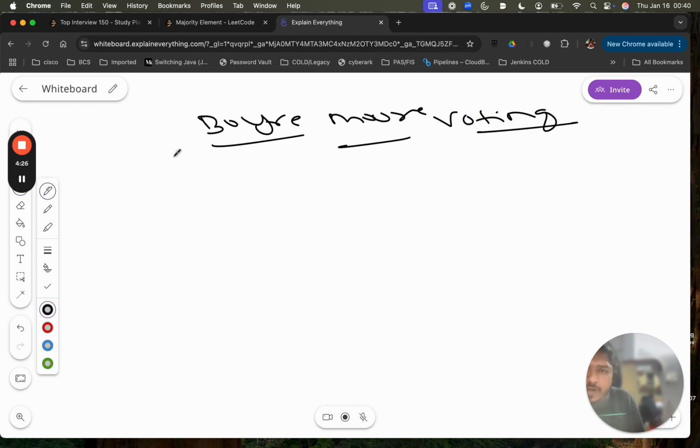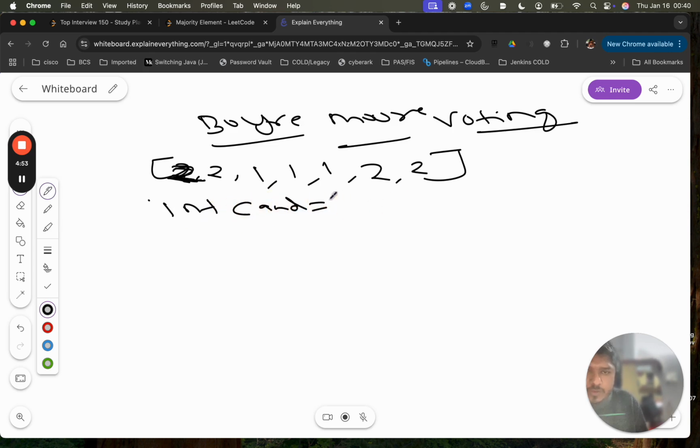So the input we have got is 2 comma 2 comma 1 comma 1 comma 1 comma 2 comma 2, right? Now initially we will assume that this 2 is the potential candidate, which is going to be the majority element, or our winner candidate. So integer cand equal to 2. I'll always assume the first number is going to be my winner candidate. Now I'm assuming this is my winner candidate, and I'll keep a counter also, like this person got one vote so far.